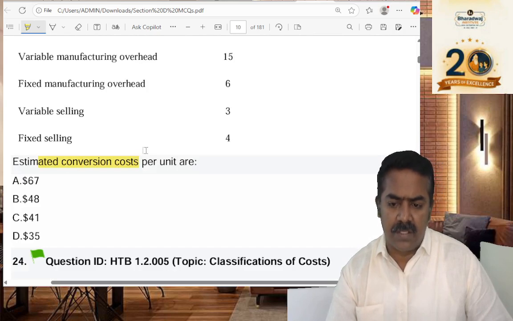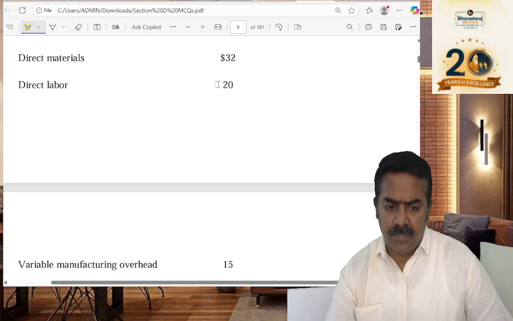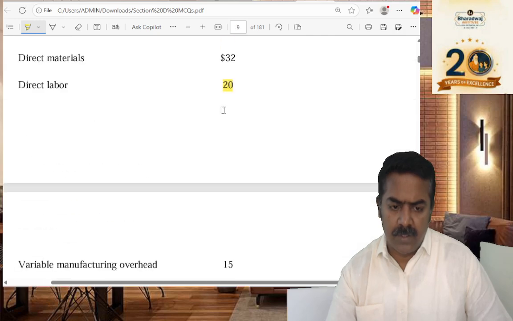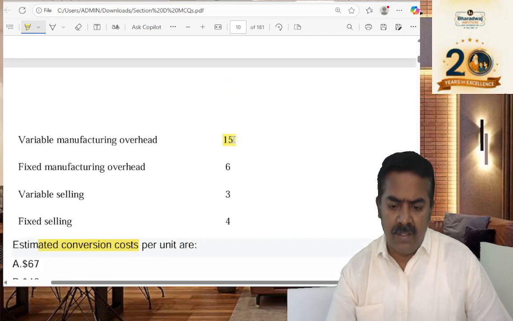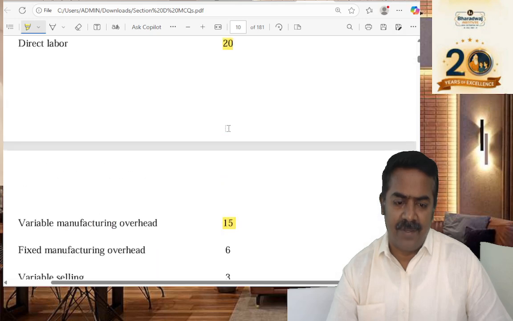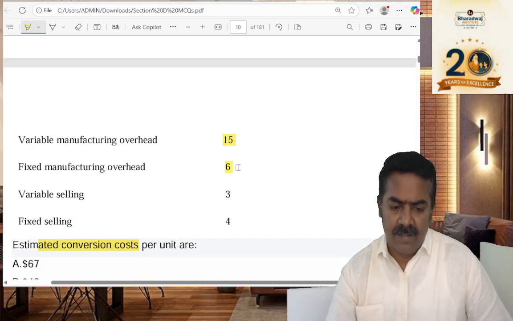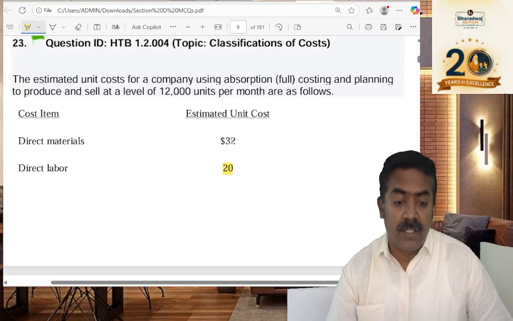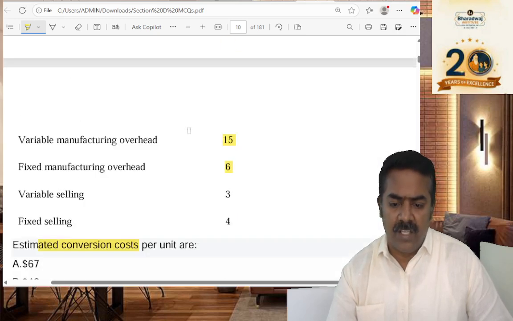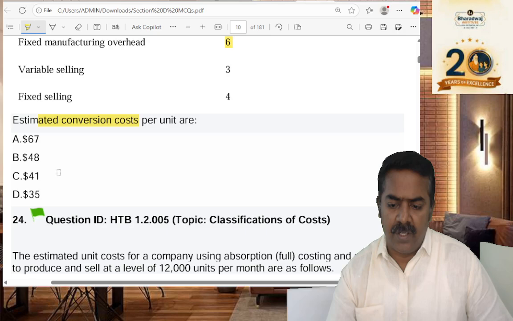What do you mean by conversion cost? Labor plus manufacturing overheads. How much it will be? 41. The 20 plus 15 plus 6. Which one should be added? 32 should not be added because the question is about conversion cost other than material. So labor and overheads. 20 plus 15 plus 6. 41. Answer is C.